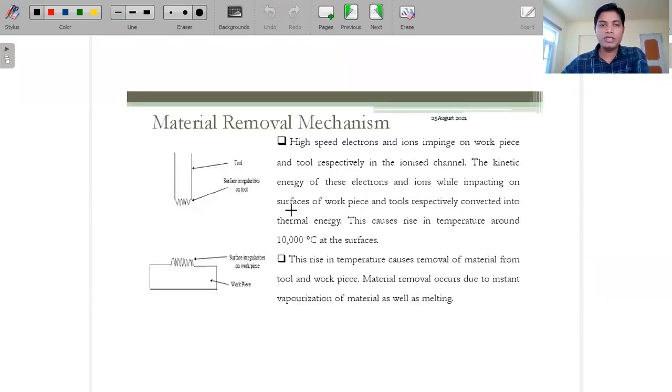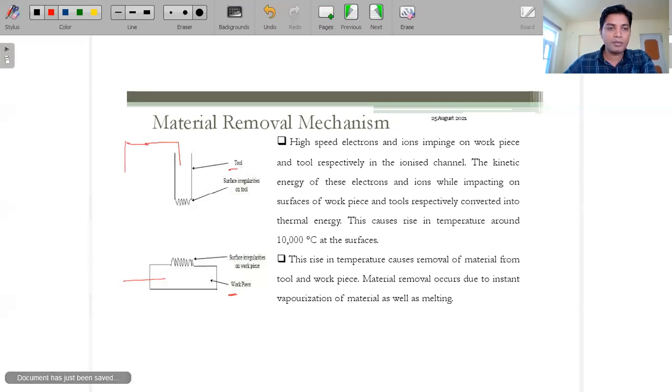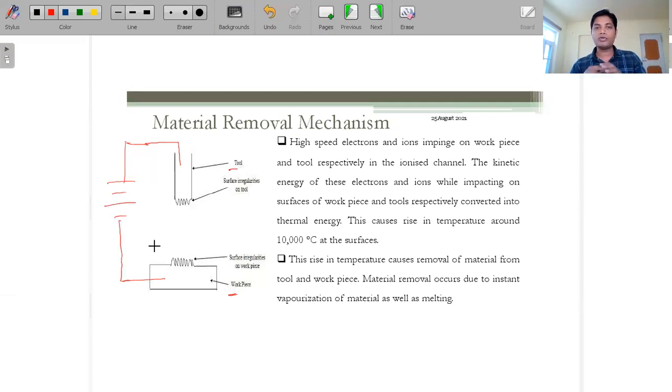This is the tool that we saw last time, and this is the workpiece, with some surface irregularities on it. We have connected the workpiece and the tool with a DC power supply. I already mentioned last time that we are using the Lazarenko circuit for that, and we will discuss the Lazarenko circuit in detail in the next class.